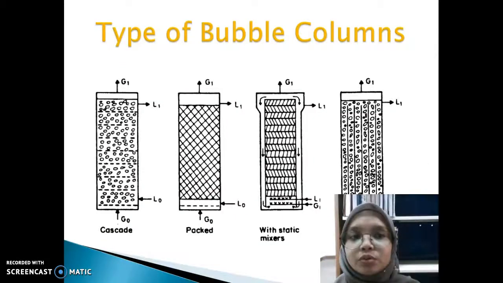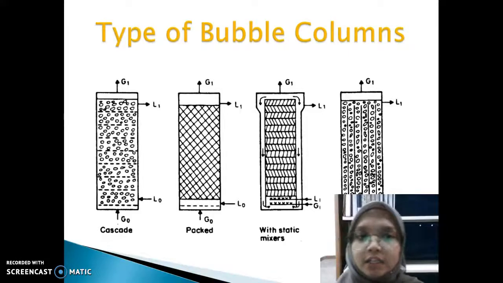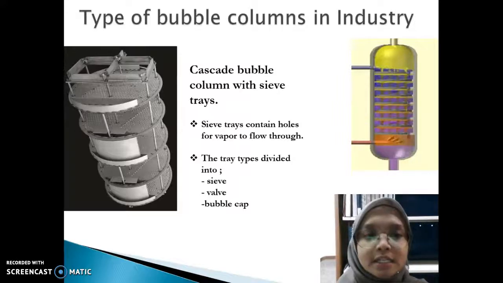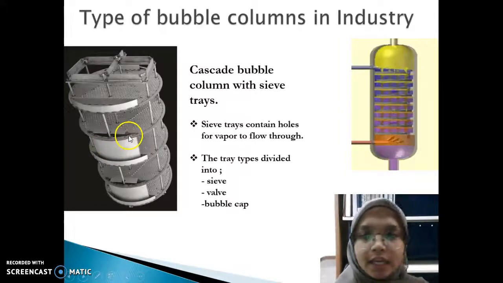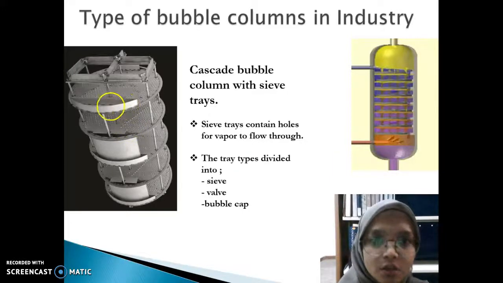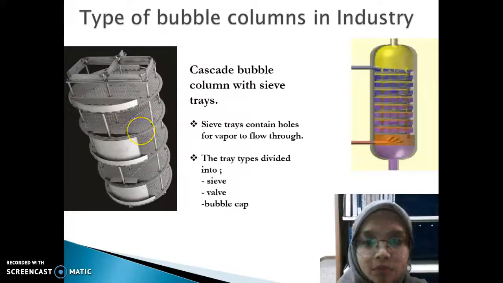Next, I will show all of you the types of bubble columns commonly used in industry. The first one is the cascade bubble column, the second is the packed bubble column, the third one is bubble column with static mixer, and the last one is the multi-layered bubble column. The first type is the cascade bubble column with sieve trays. The geometry of the trays within the column affects the extent and type of contact between the vapor and the liquid streams. Sieve trays contain holes for vapor to flow through.